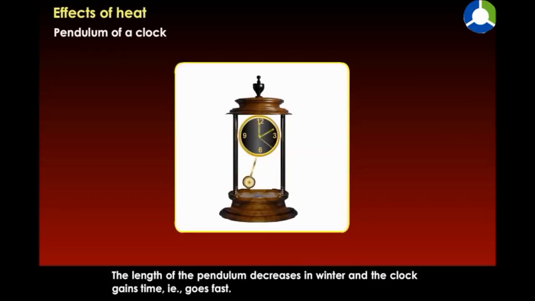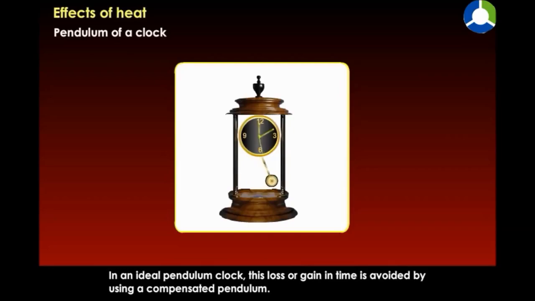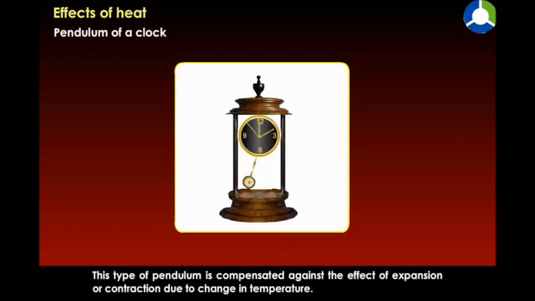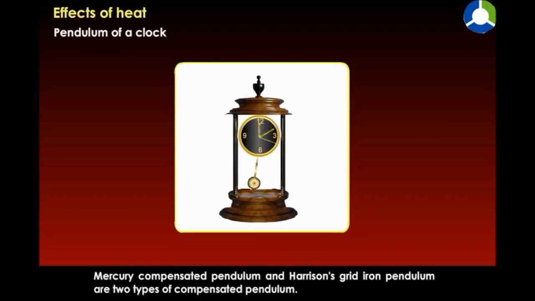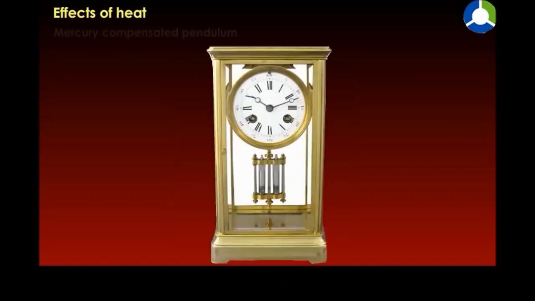That is, it goes fast. In an ideal pendulum clock, this loss or gain in time is avoided by using a compensated pendulum. This type of pendulum is compensated against the effect of expansion or contraction due to change in temperature. Mercury compensated pendulum and Harrison's grid iron pendulum are two types of compensated pendulum.